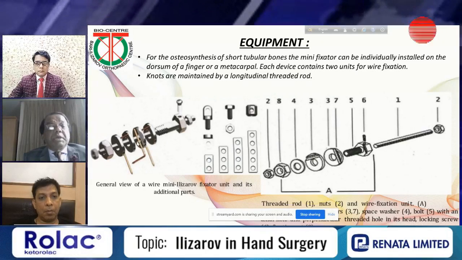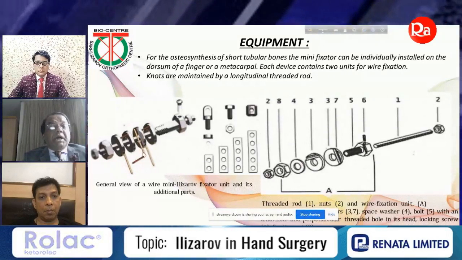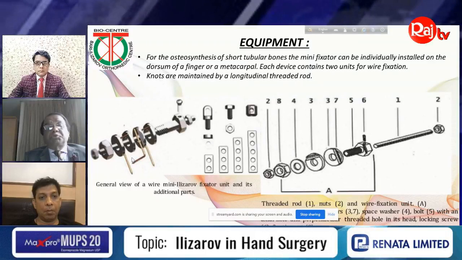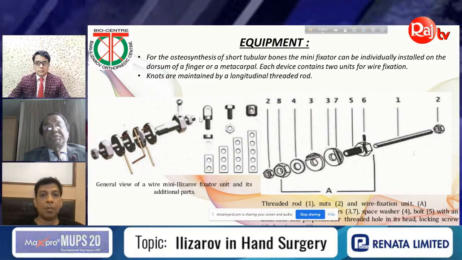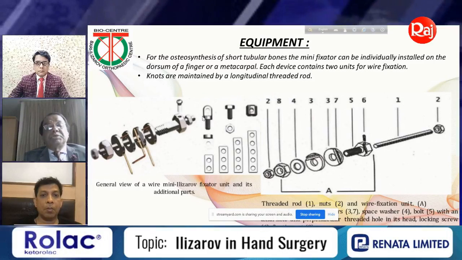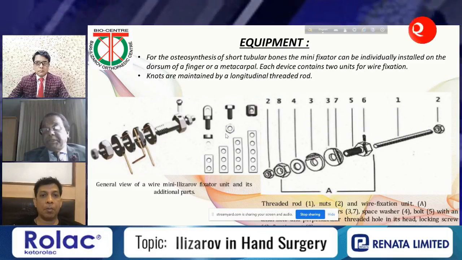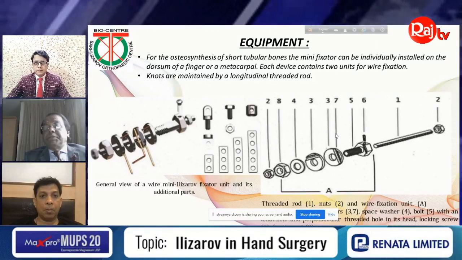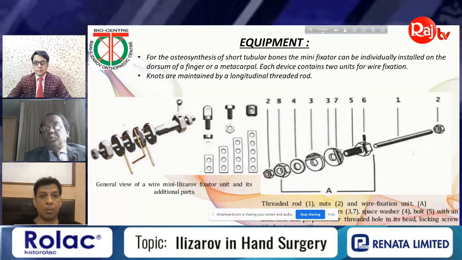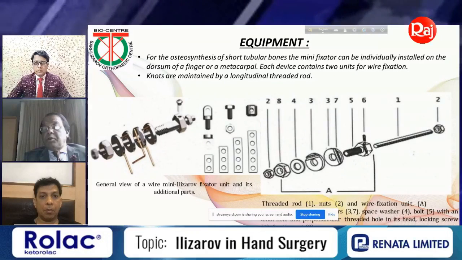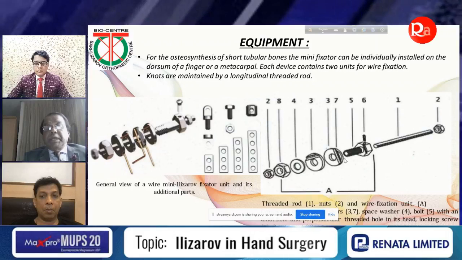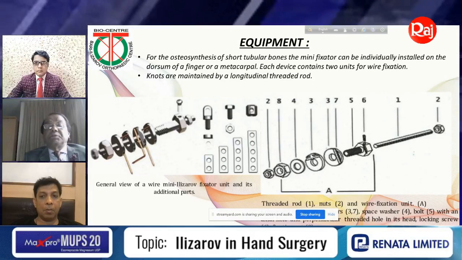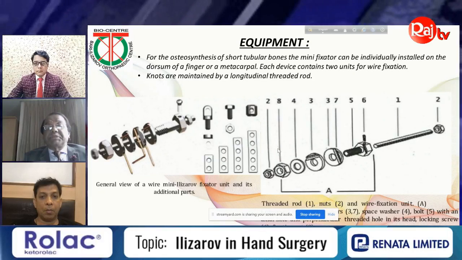Very simple. This is the wire when you are putting it in, and how to bend the wire. I'll show you, and these are the small mini fixators with nuts and bolts and other apparatus. Now here you can see sequentially all the bolts, fixator, threaded rods, locking screws, and fixation nuts. These are the fixation nuts you can see here.